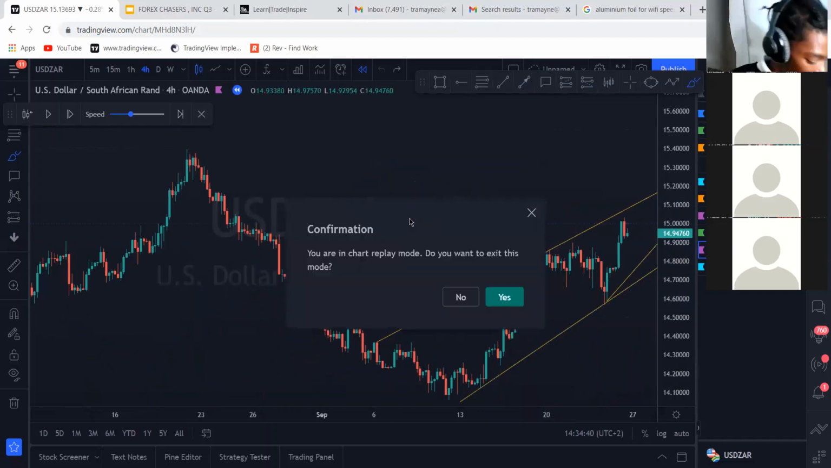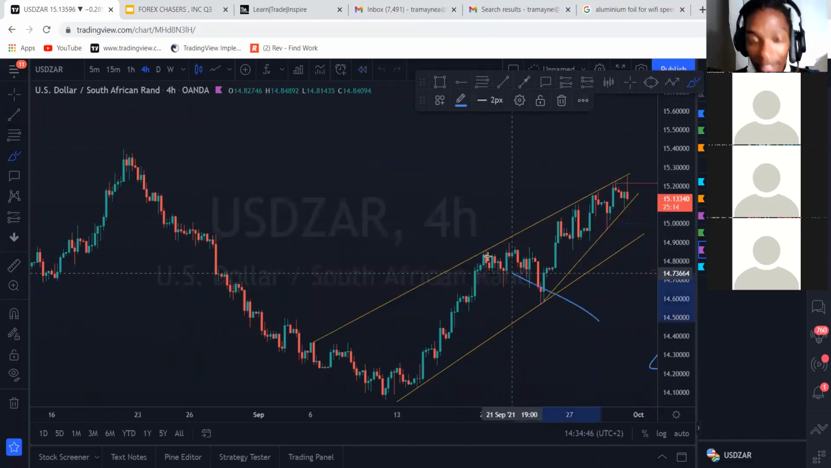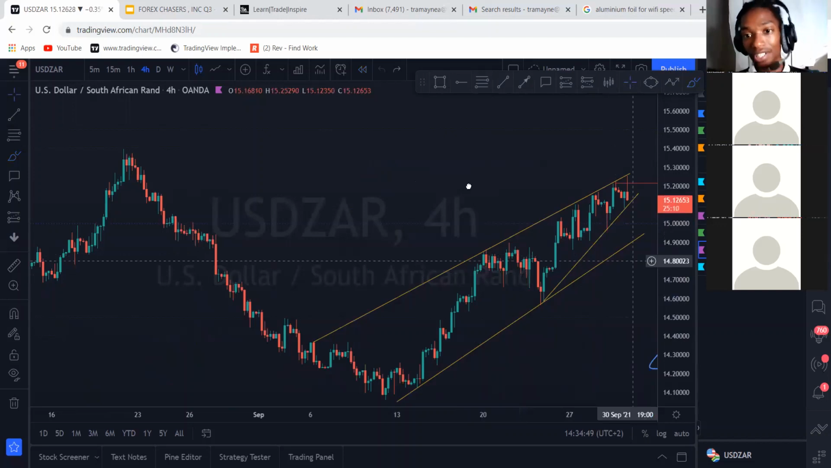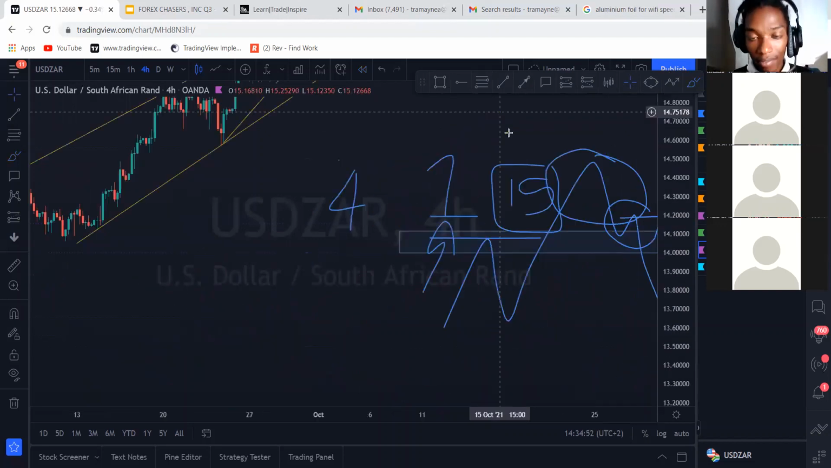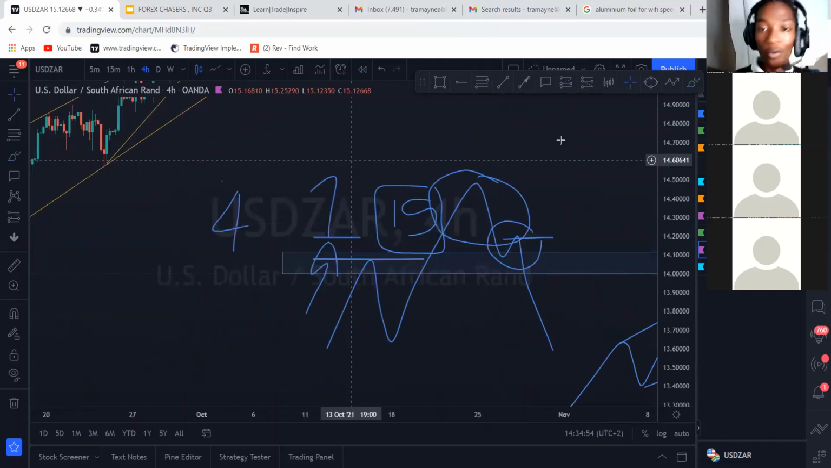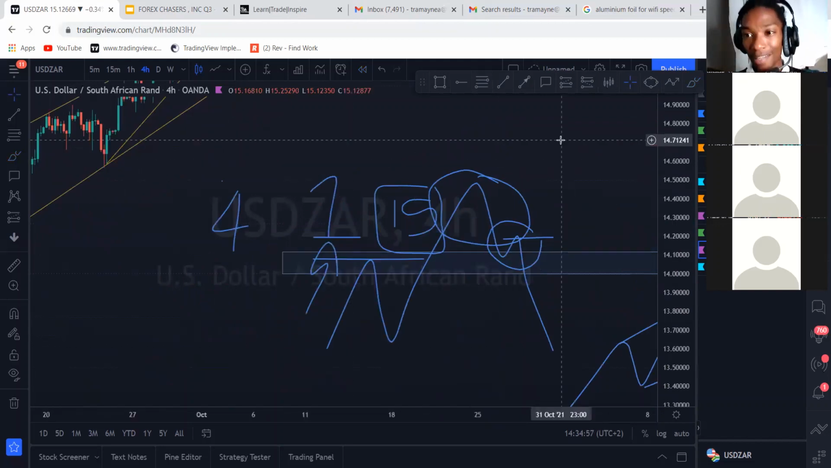So let's just jump back. Let's just cancel this. I just want to jump back to our illustration here and our structure. We'll never really be able to anticipate a false breakout. But what we can always do for ourselves is observe the two things: where is price and what is price doing?